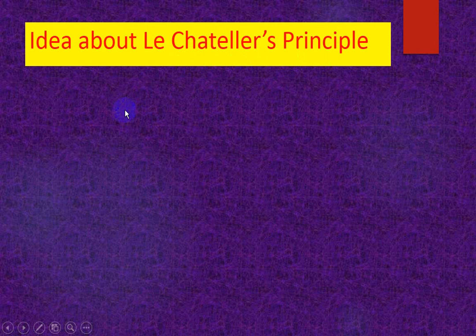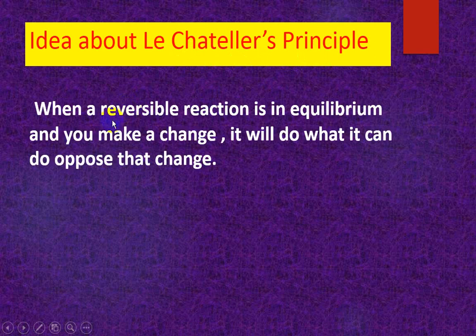What idea does Le Chatelier give? When a reversible reaction is in equilibrium and you make a change, it will do what it can to oppose that change. Again the internet connection is unstable.